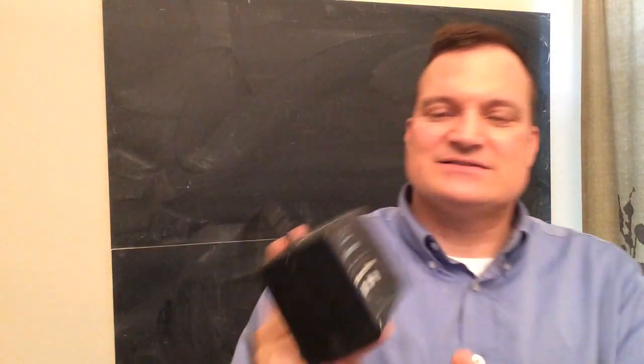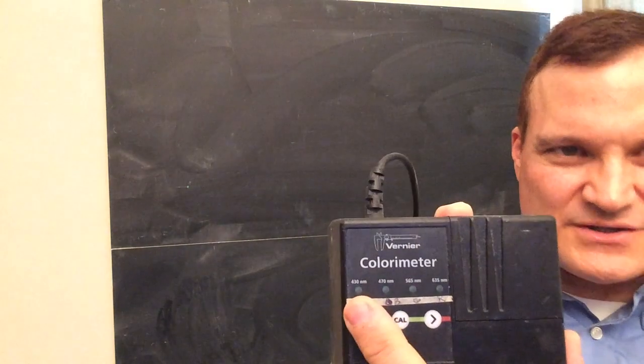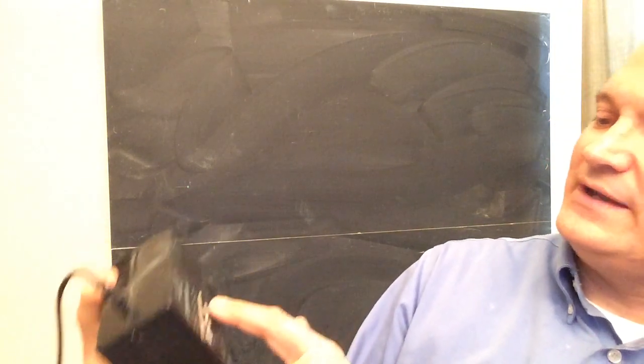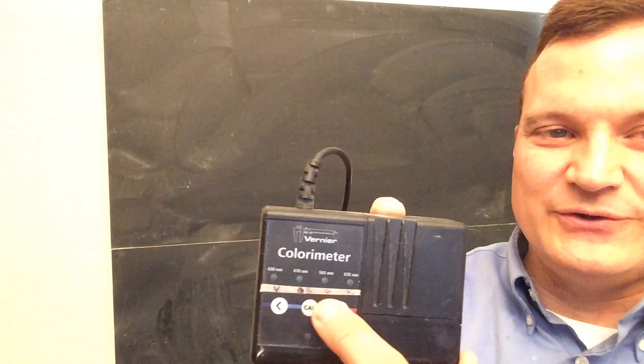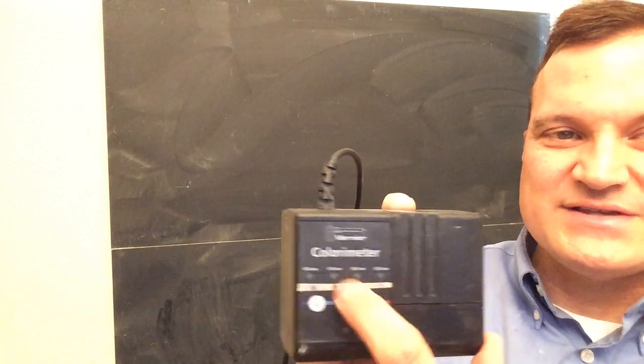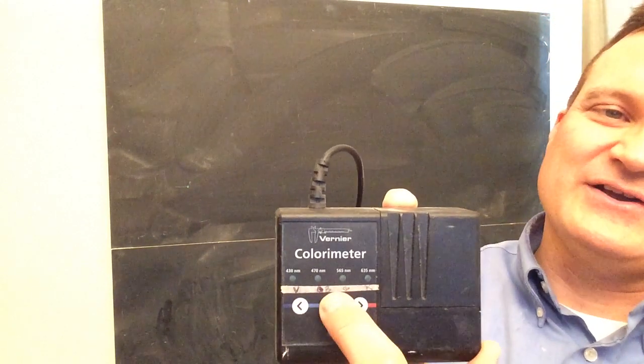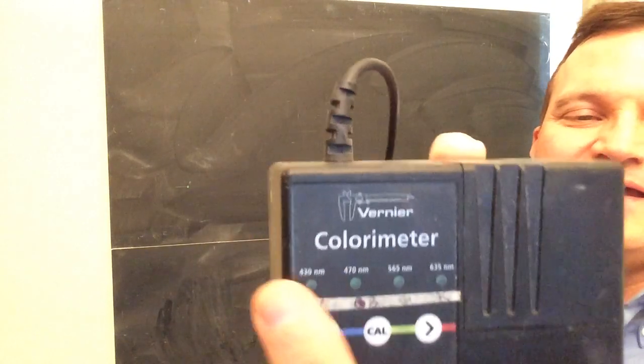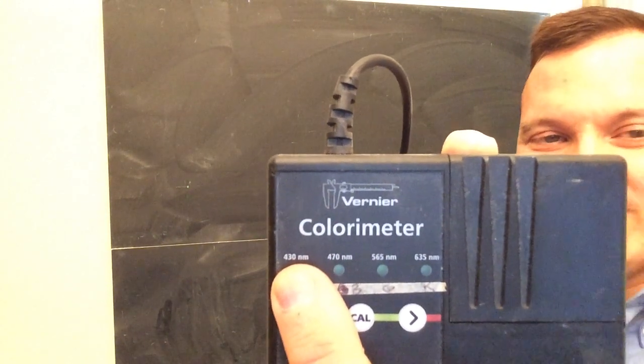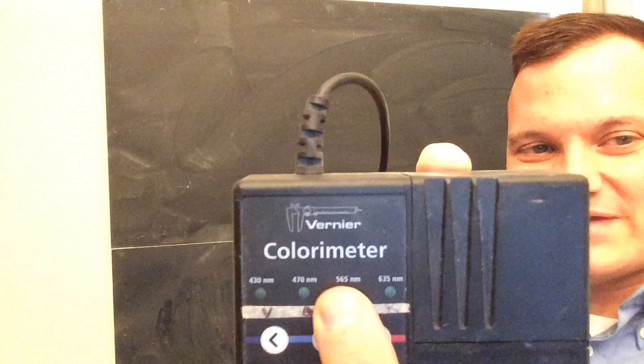Well, this device actually shoots 4 different wavelengths of light, kind of like a laser pointer. A laser pointer is one pure color of light. So this gives you one pure color of light, which would be violet, blue, green, or red. There are 4 colors, and instead of writing the name of the color, they have written the wavelengths in nanometers: 430, 470, 585, 635.